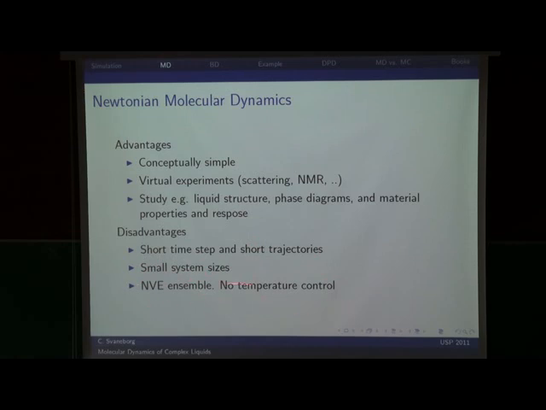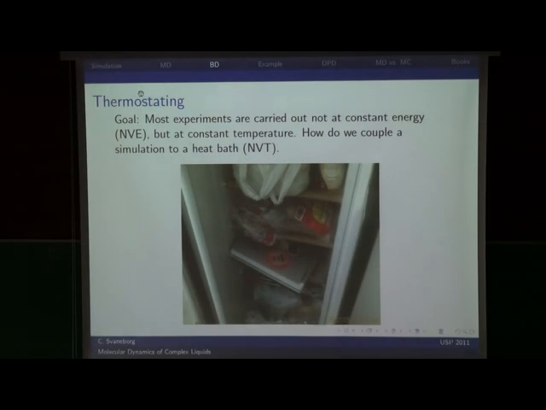So how can we introduce temperature control? That's the question. For this, you need to thermostat the simulation, just like in an experiment you couple it to a thermostat, and then you have a well-defined temperature for your experimental situation. So the goal is that most experiments are carried out not at constant energy, but at constant temperature. So we need to couple our simulation to a heat bath. For instance, if somebody throws a laptop into the freezer, you couple it to a cold heat bath. It's a cold laptop, but that does not necessarily work for the simulation.